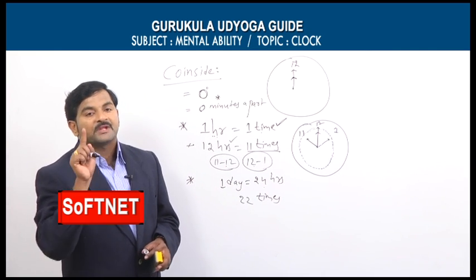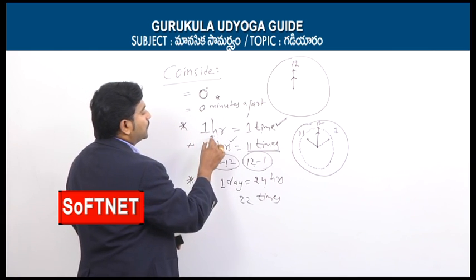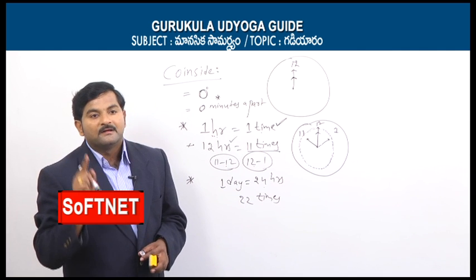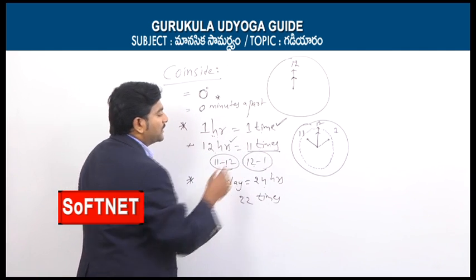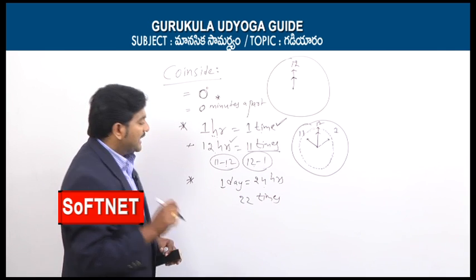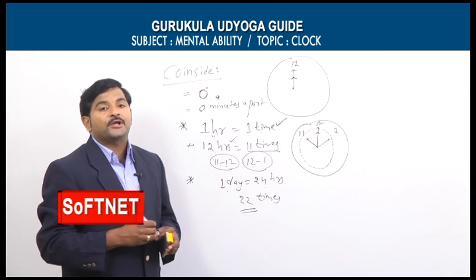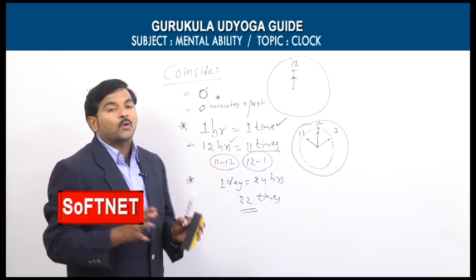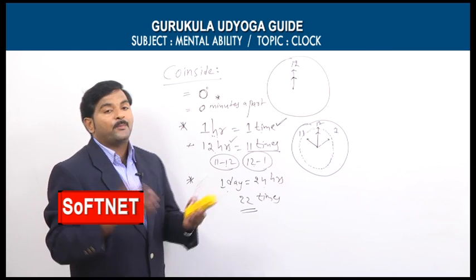My dear students, once again focus on this coincide part. Two hands coincide only one time in the span of 1 hour. For 12 hours, it is only 11 times. And in a day, two hands coincide only 22 times. These are the 3 points that come under the coincide concept. Similarly, we will now focus on the opposite concept.